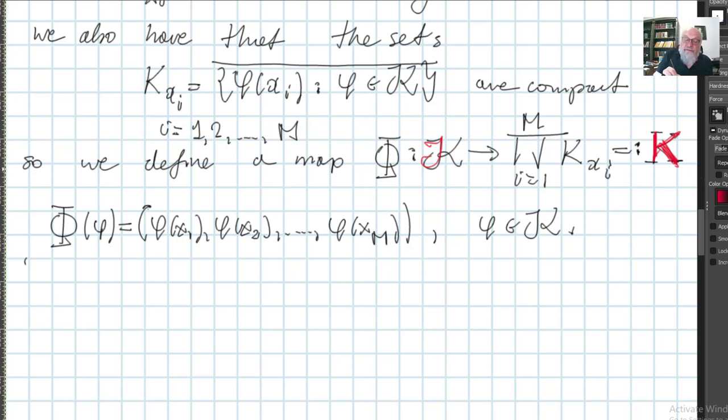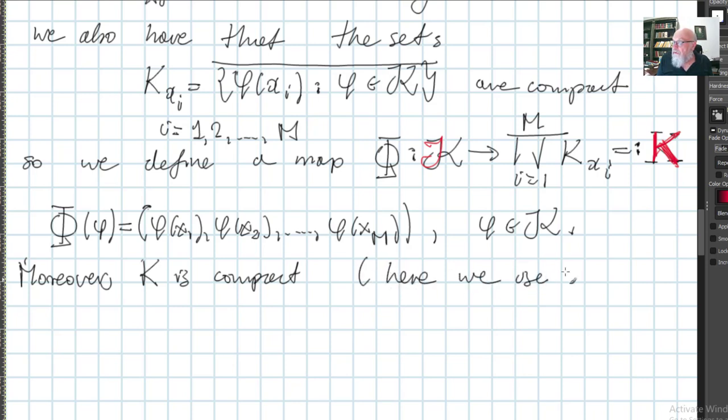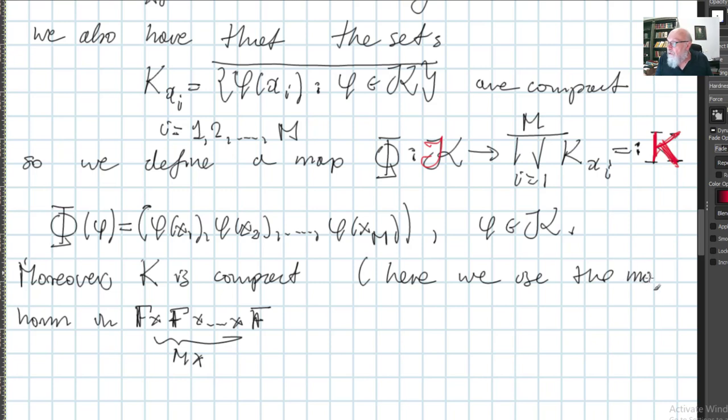So moreover, bold K, as a product of compact sets, is compact. Here we use the product metric. We use the norm in the space F times F times F, M times. So this will be the maximum norm in this space. You know how to write this maximum norm, and that makes this K a metric space.